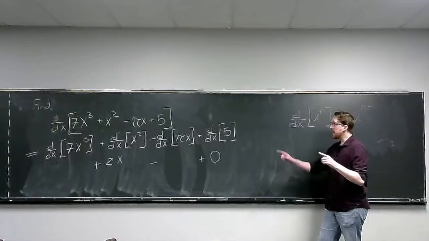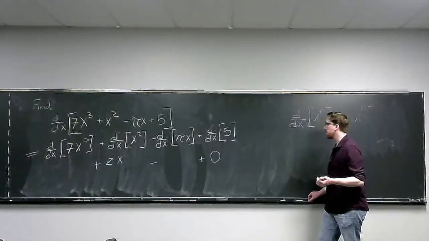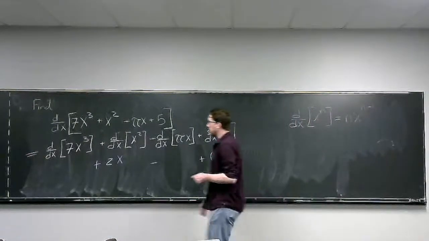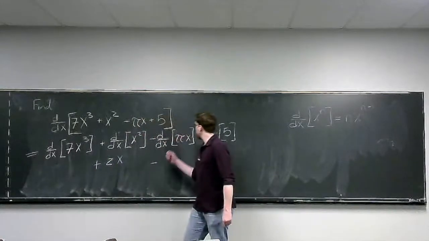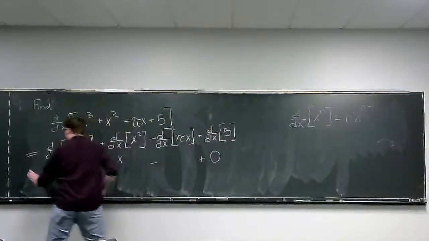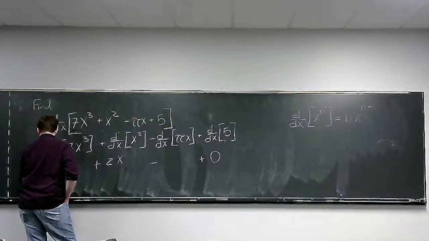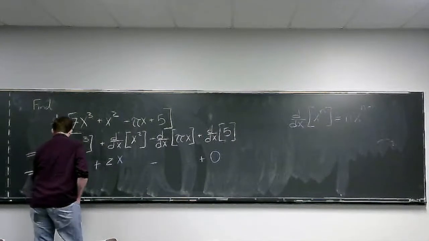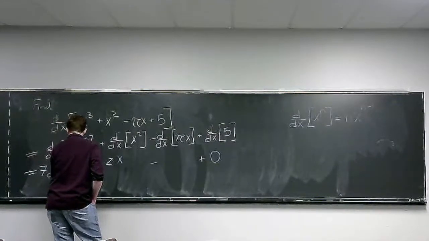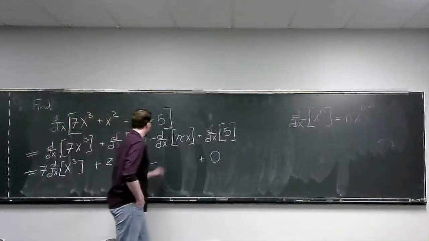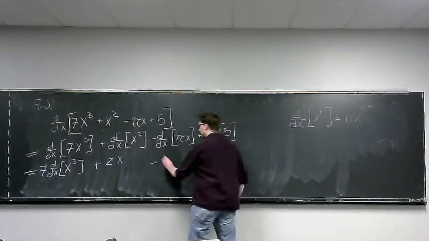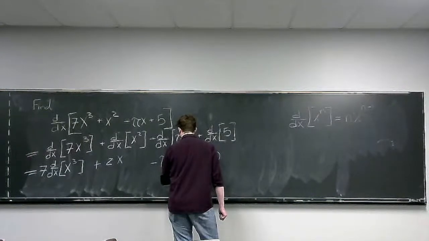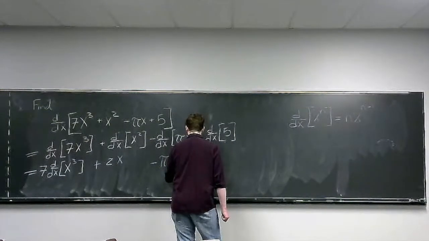Now, for these next two terms, we can use the constant multiple rule. We can pull out this 7, and we can pull out this pi, to get that these are equal to 7 times d dx of x cubed, and pi times d dx of x.